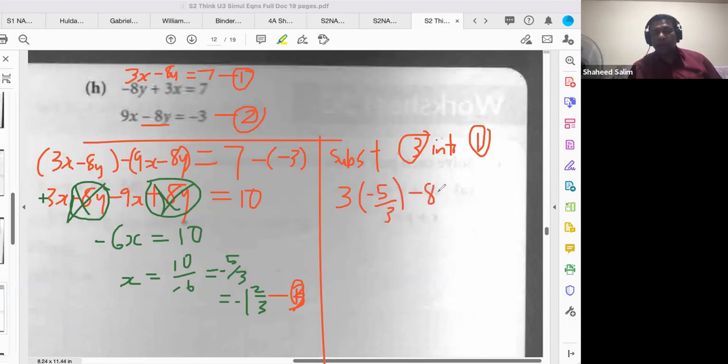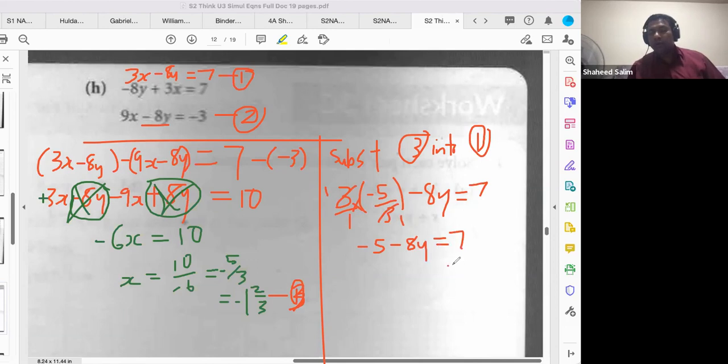Minus y equals to 7. So this one, you know, is being times. When you have a number that is touching a bracket, it means it's times. You know? What times what? It's like that. So you can cancel a 3, 1. So you get minus 5 minus 8y equals to 7.